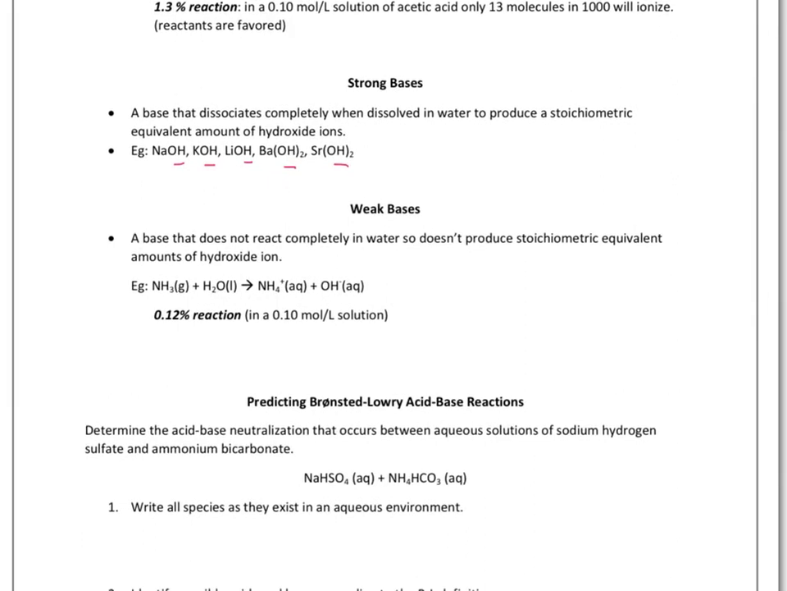Weak bases are any base that does not completely ionize in water, so it doesn't produce stoichiometric equivalent amounts of the hydroxide ion. For instance, ammonia, NH3, obviously does not contain hydroxide or OH-. Therefore, it's easy to predict that this will be a weak base. In fact, it only reacts with a 0.12% reaction. Since weak acids and weak bases do not ionize or dissociate completely, we cannot use simple stoichiometry to predict the amount of product produced, and therefore we must resort back to our old ICE table. Don't worry, that's coming soon.